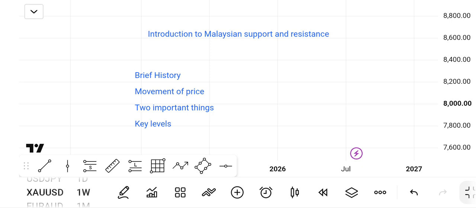It was Malaysian traders that traded it. So it was now then called the Malaysian Support Resistance. So we're done with the brief history. Now I want to talk about movement of price. What do we mean by movement of price?